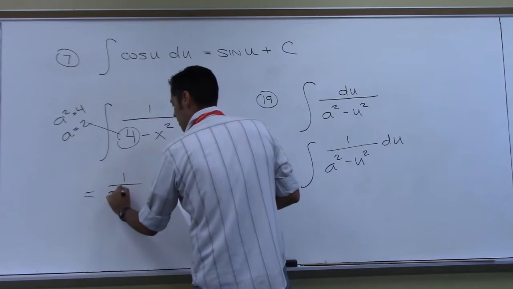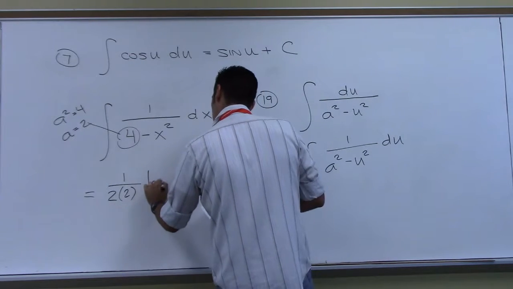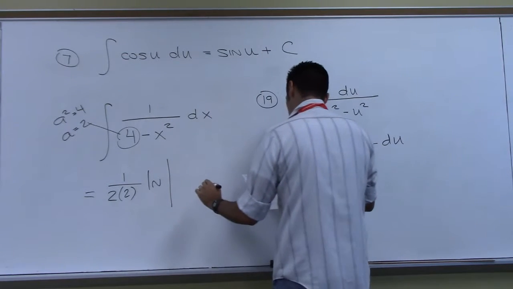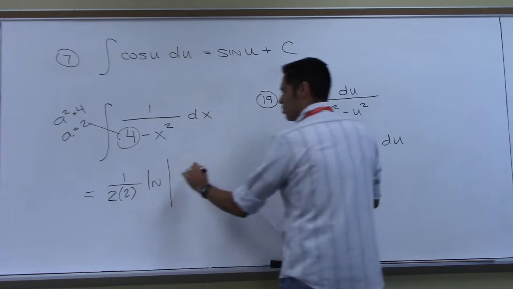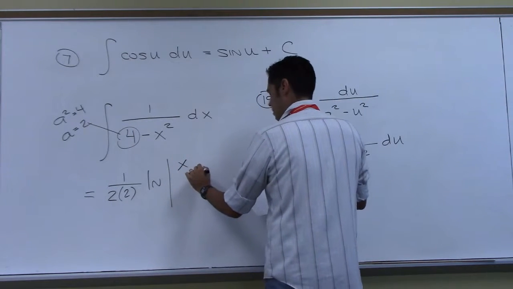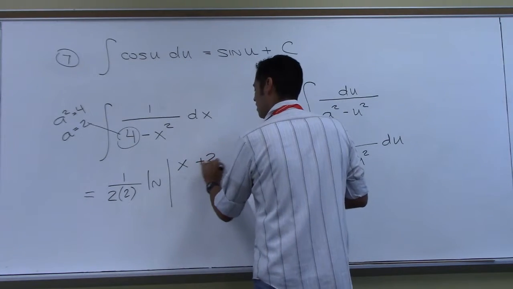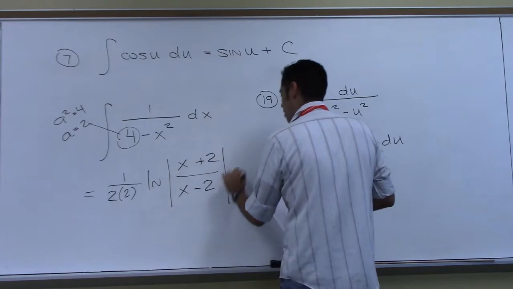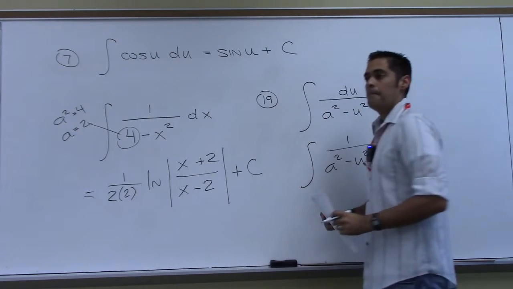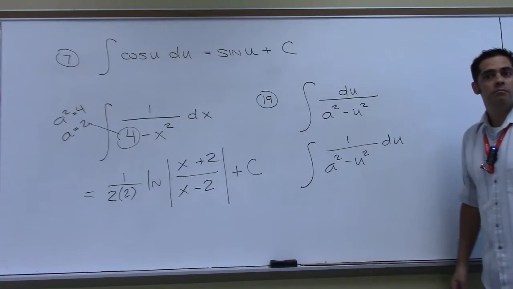So 2 times 2, that's our a, and then natural log of the absolute value of u. What's u for us? U is actually x. Then x plus 2 over x minus 2, and then plus some constant. All right? So it'd be 1/4 the natural log of x plus 2 over x minus 2. That's it. We'd box it.